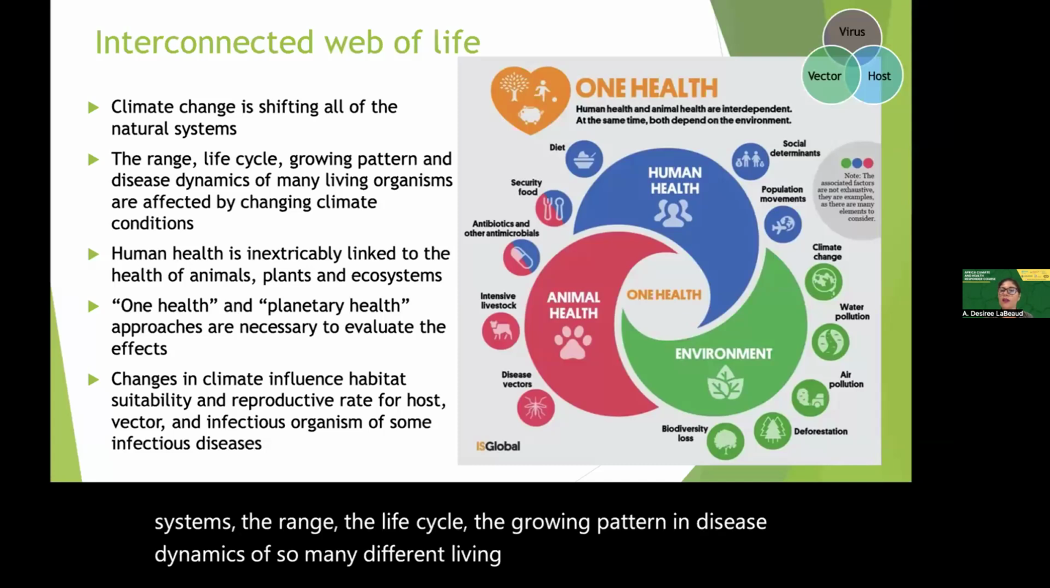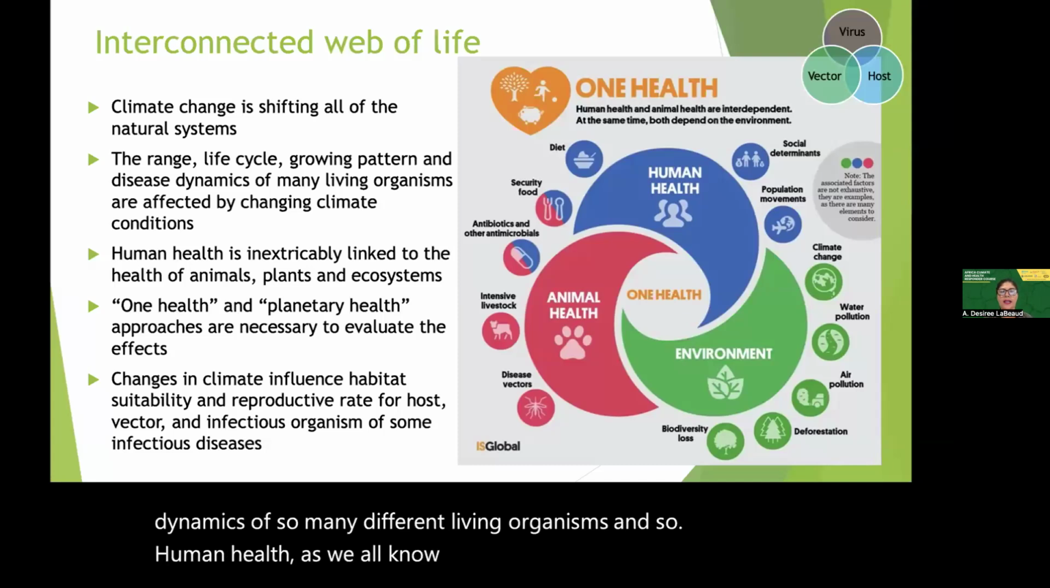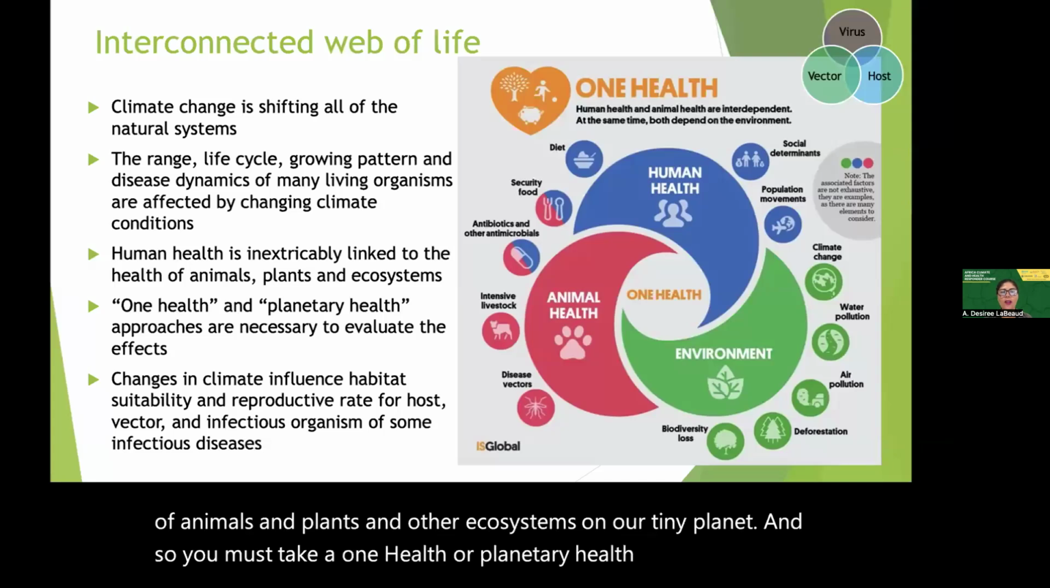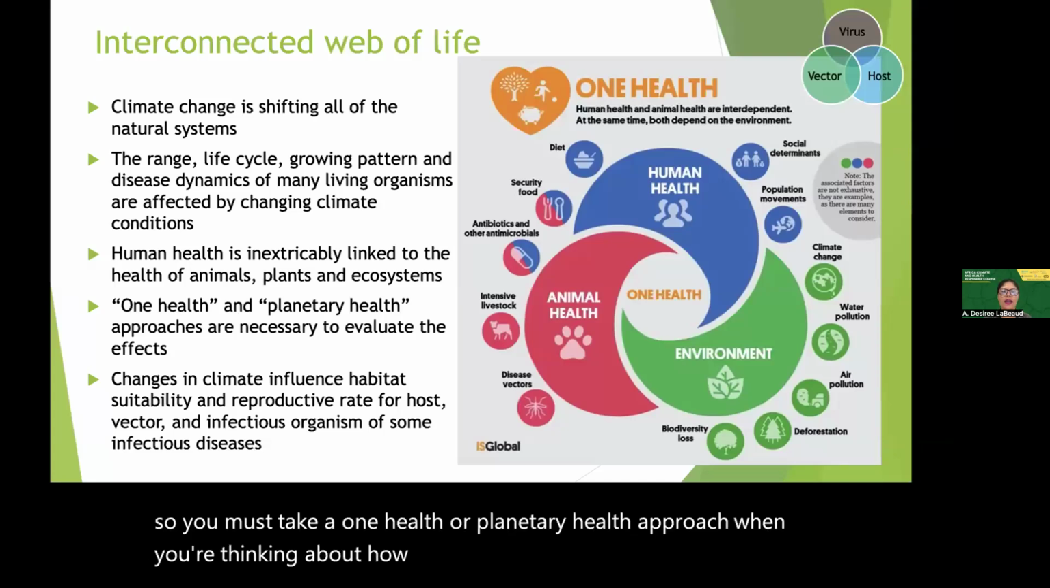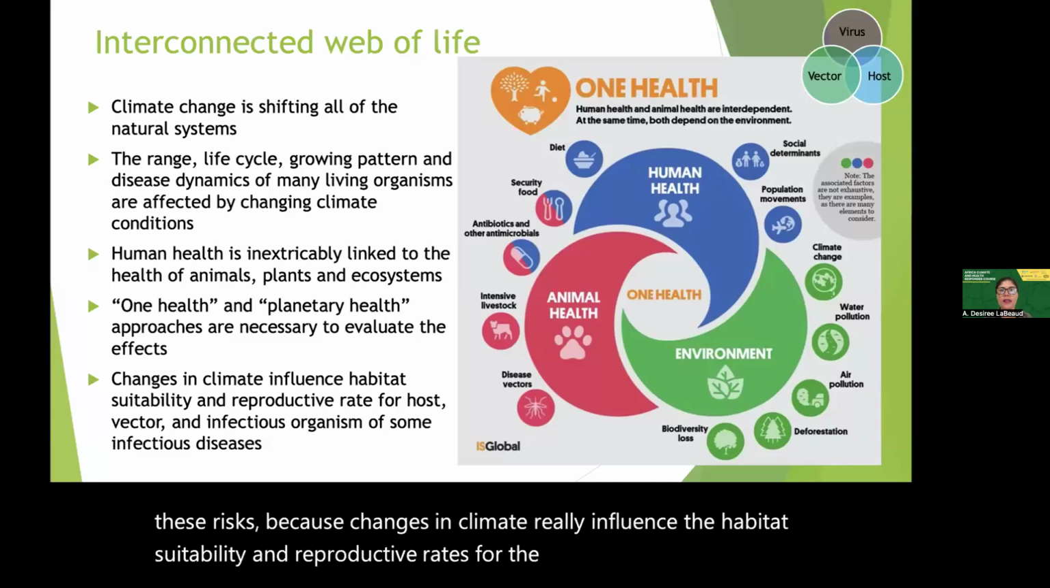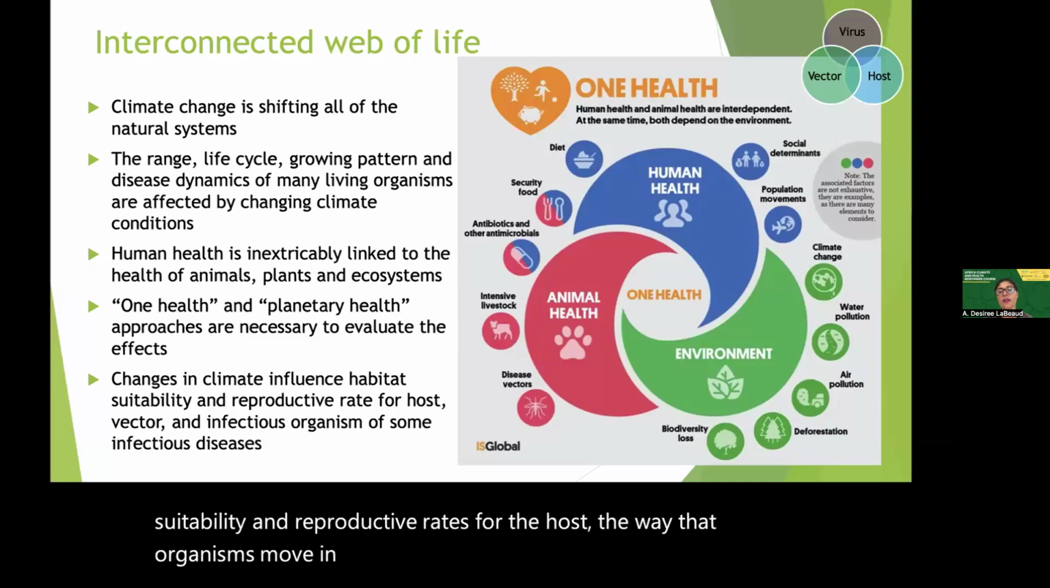And so human health, as we all know, is inextricably linked to the health of animals and plants and other ecosystems on our tiny planet. And so you must take a One Health or planetary health approach when you're thinking about how to evaluate and protect people from these risks. Because changes in climate really influence the habitat suitability and reproductive rates for the host, the way that organisms move in the environment, and the way that these risks are felt.